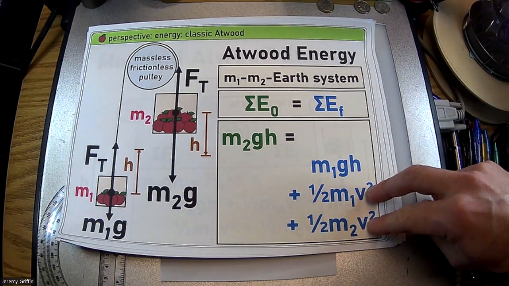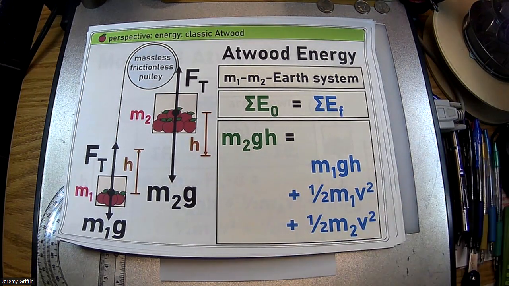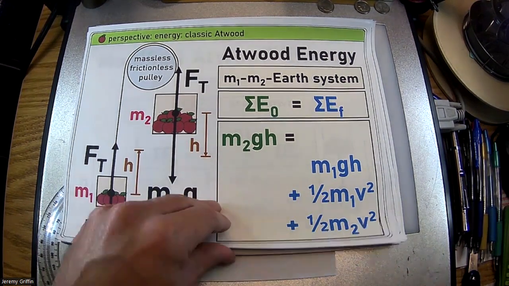So yeah, the directions are different. One's going down, one's going up, but same speed. And for conservation of energy, it's a scalar value. You don't care about the directions of these things. All right. Here we go.